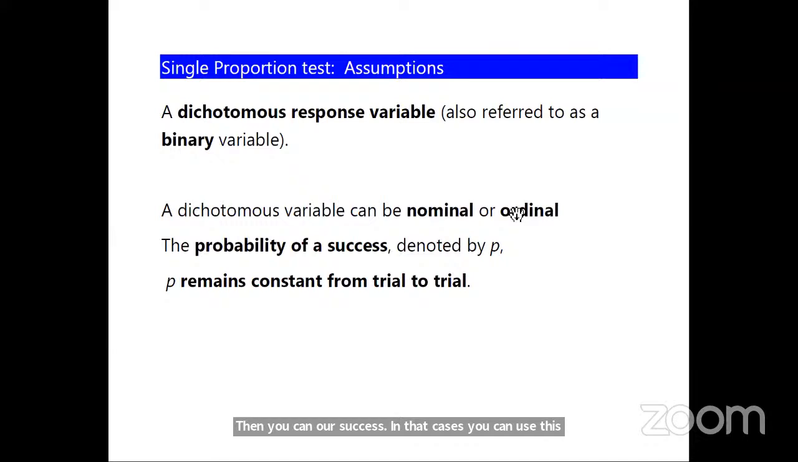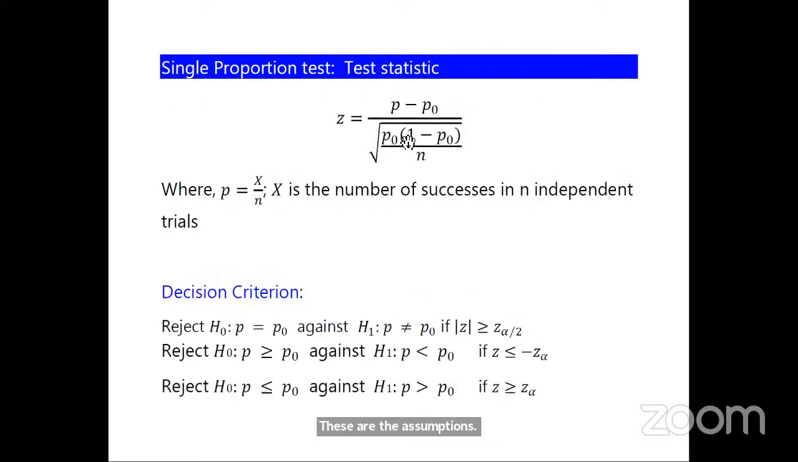I think you already have one lecture on all the types of scales. And here P is the probability of success. Like in the smokers example, smoker is a success. If a person is a smoker, then we will count it as a success, the probability or the number of successes. Okay, and P remains constant from trial to trial. These are the assumptions. Now the test statistic. The test statistic is Z here, and it is given as P minus P0 upon square root of P0 times 1 minus P0 divided by N.